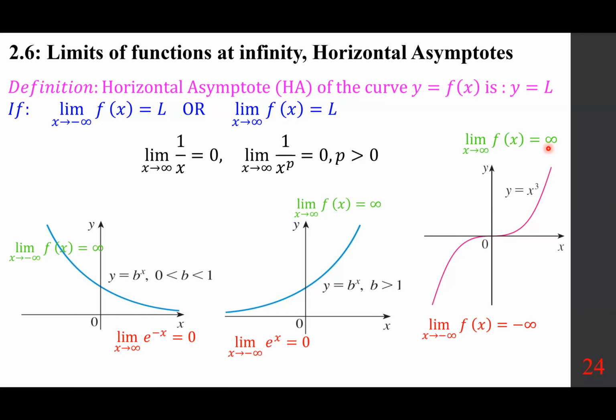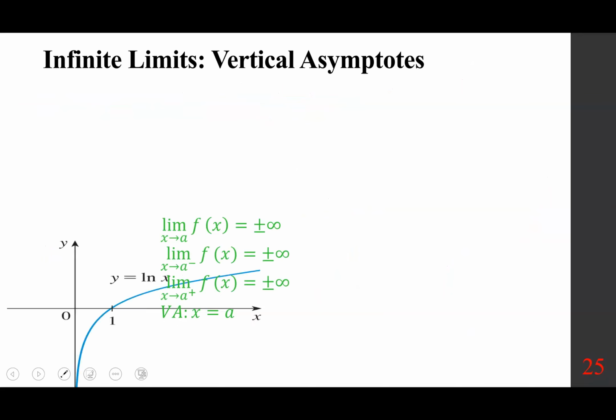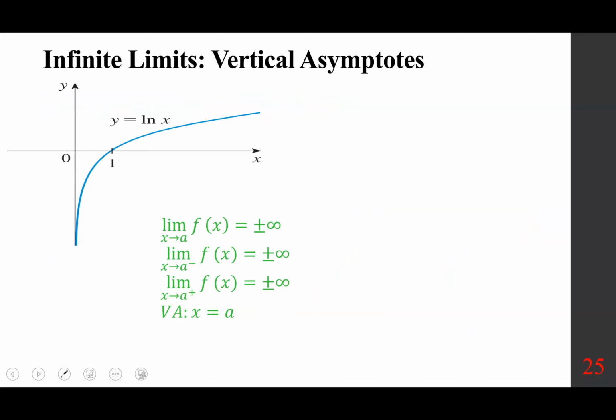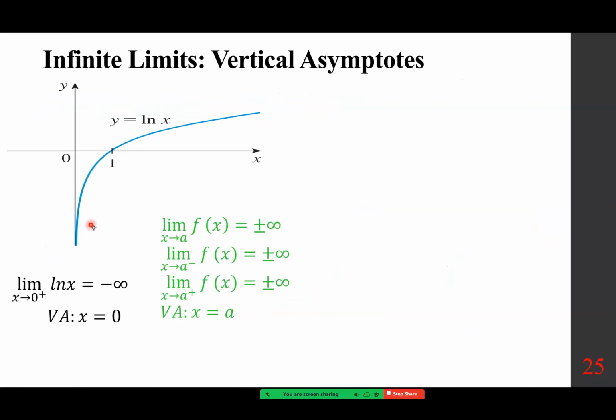So horizontal asymptotes, again, vertical asymptotes. And I want to remind you of a very important function everybody is familiar with, logarithmic functions. For example, y equals ln x looks like this. As you can see, the limit of this function as x approaches 0 from the right is negative infinity. I hope you see that. Therefore, the vertical asymptote has the equation x equals 0.